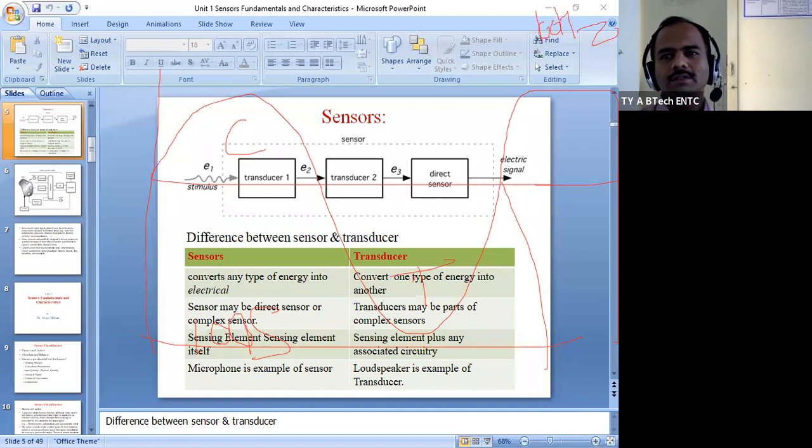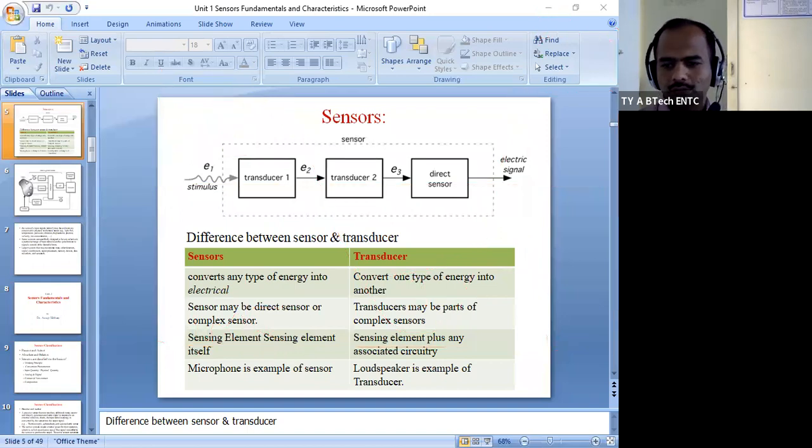Are you getting? Even if we go with some digital signals like this. Okay, not exactly, just understand.